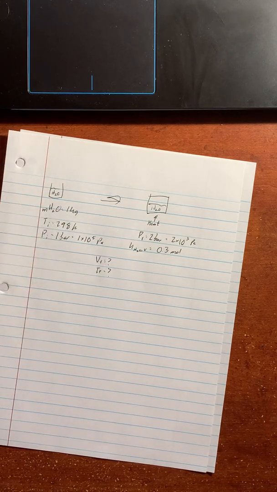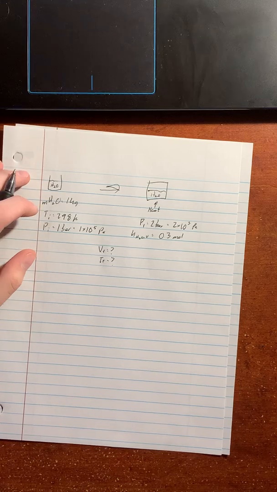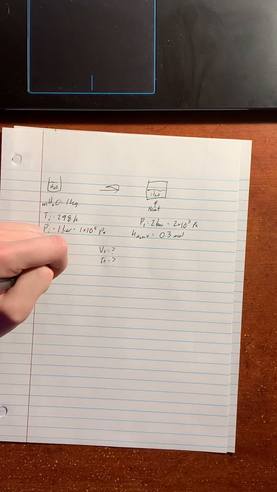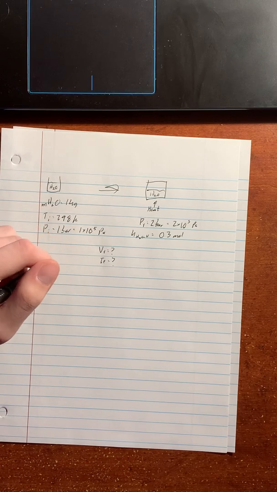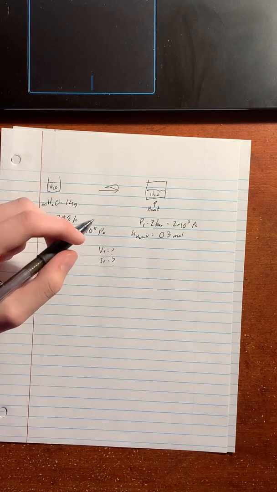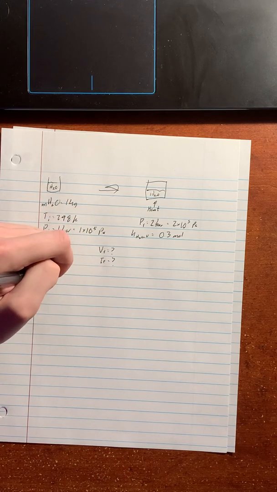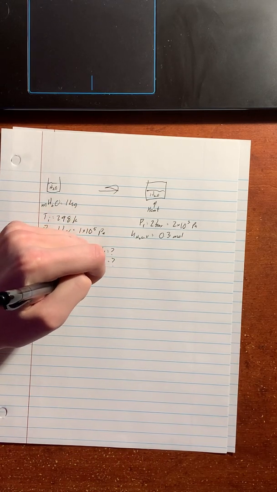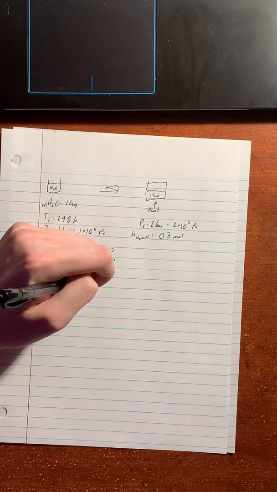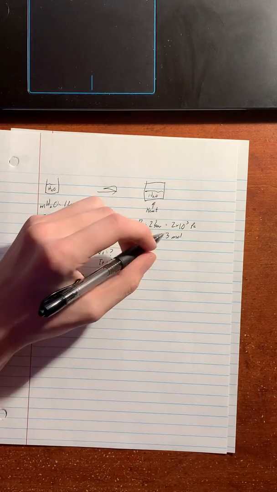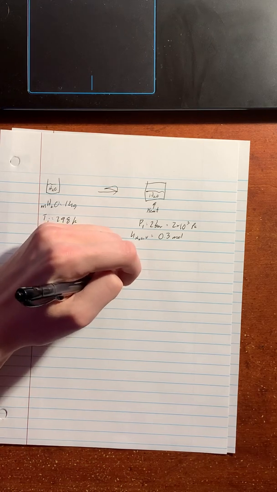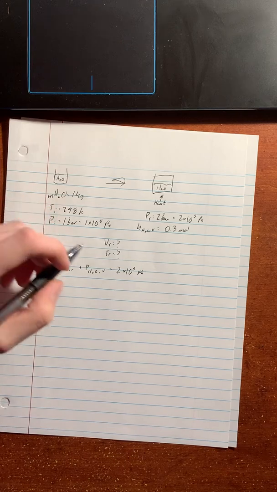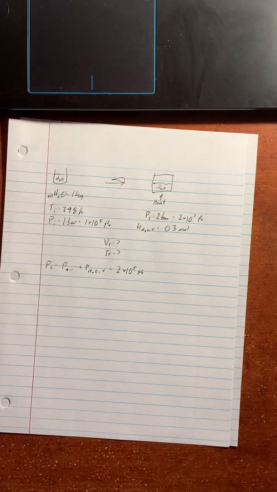So the way we'll go about doing this is creating an equation for the entire pressure system. So we'll write P_F, meaning final pressure, which is what we have up here, is equal to the pressure of air plus the pressure of the water in the vapor phase, and that is equal, like I said up there, to 2 times 10 to the 5 pascals. So we have one equation, but we need a second one.